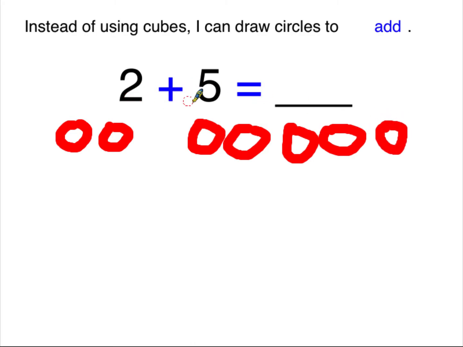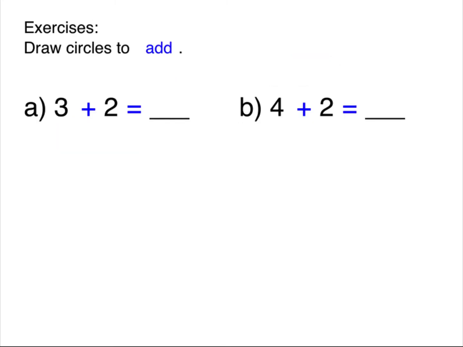2 and 5 equals how many altogether? 2, 3, 4, 5, 6, 7. Started with 2, have 5 more, 7 altogether. So I'm going to draw circles, but I'm going to cheat. I am going to just make circles this way.